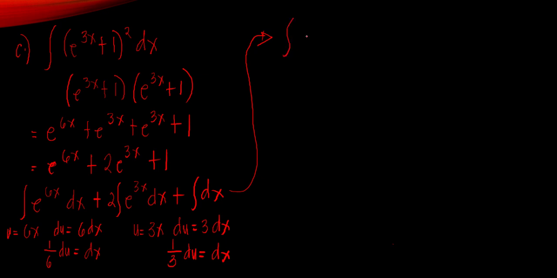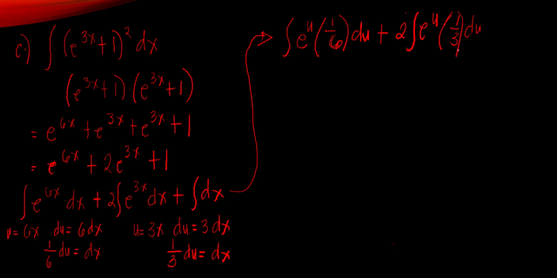Okay, so from there, since we now have the values of u and du, we can write this one as, what is e raised to 6x, that is e raised to u, and what is dx, that is 1 over 6 du. And then plus the integral, okay, 2, then the integral of e raised to u, here our dx is 1 over 3 du. And then plus the integral of dx is x.